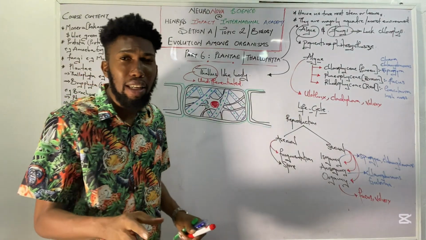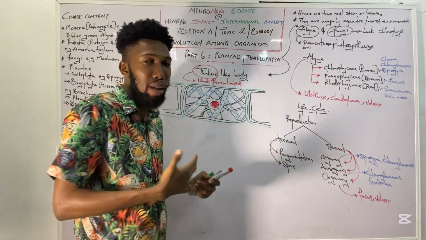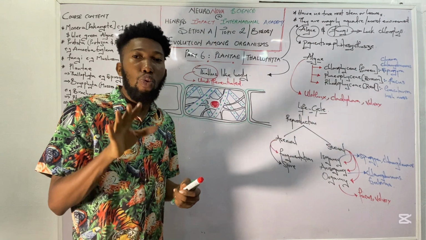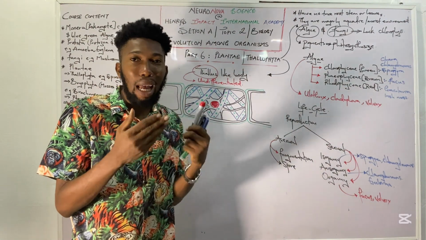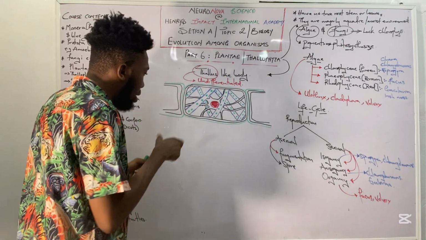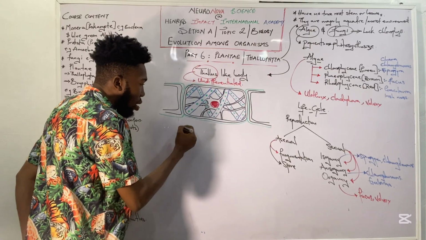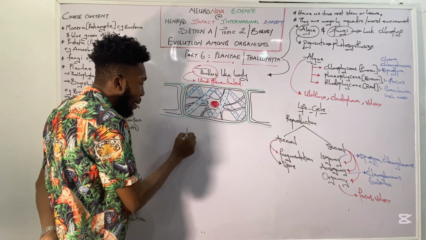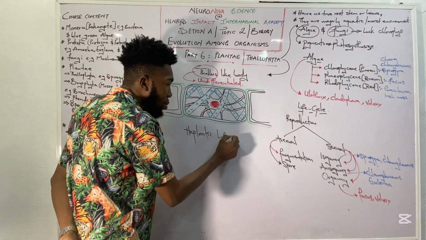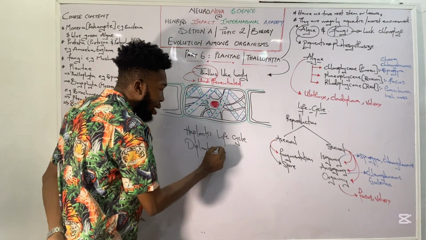For you to understand this, even to understand other concepts we'll be discussing in other divisions of plants where we're dealing with life cycle, I want you to get something now. We have three major types of life cycle that are exhibited in the plant kingdom. What are they? We have the haplontic life cycle. We have the diplontic life cycle.